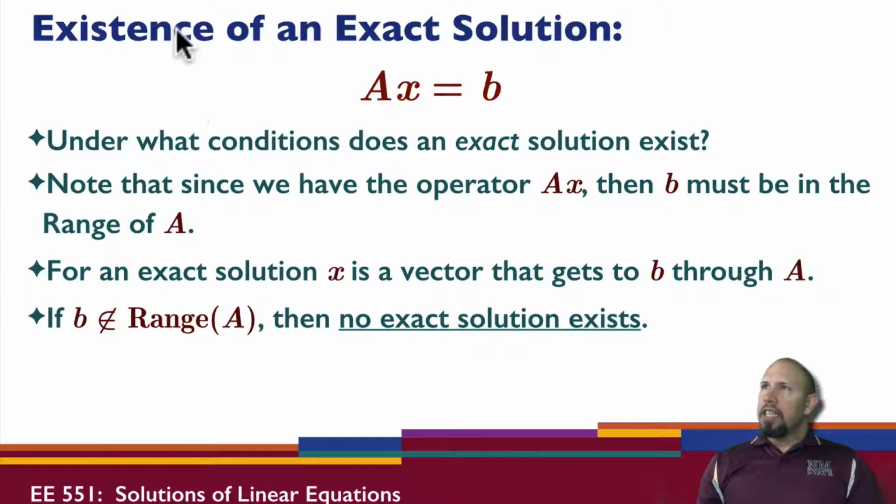So this is the concept of an exact solution, and this is the condition: b must be in the range of A. If b is not in the range of A, you will not get an exact solution. If b is in the range of A, you will get at least one exact solution. You may get an infinite number, but you get at least one.